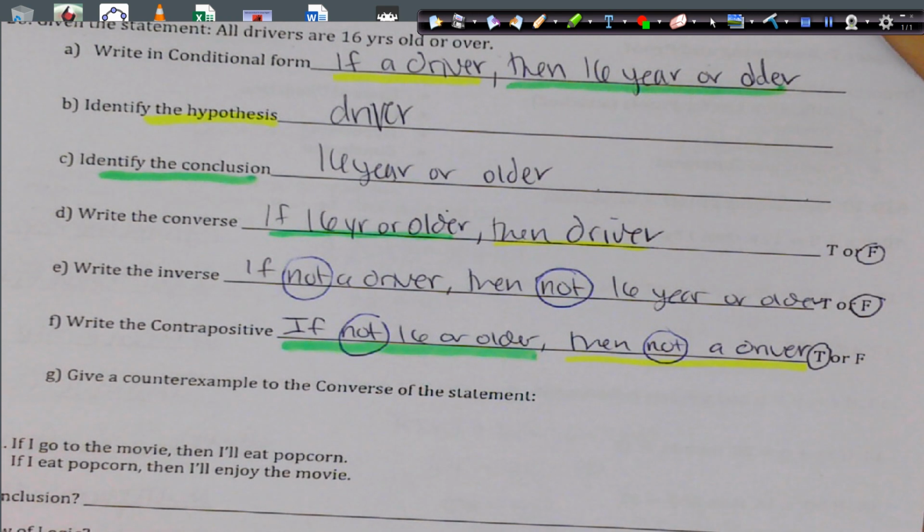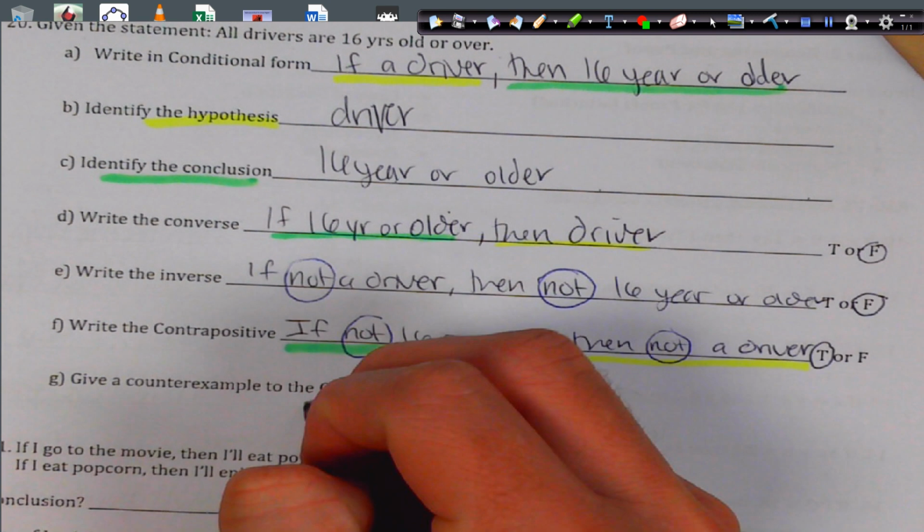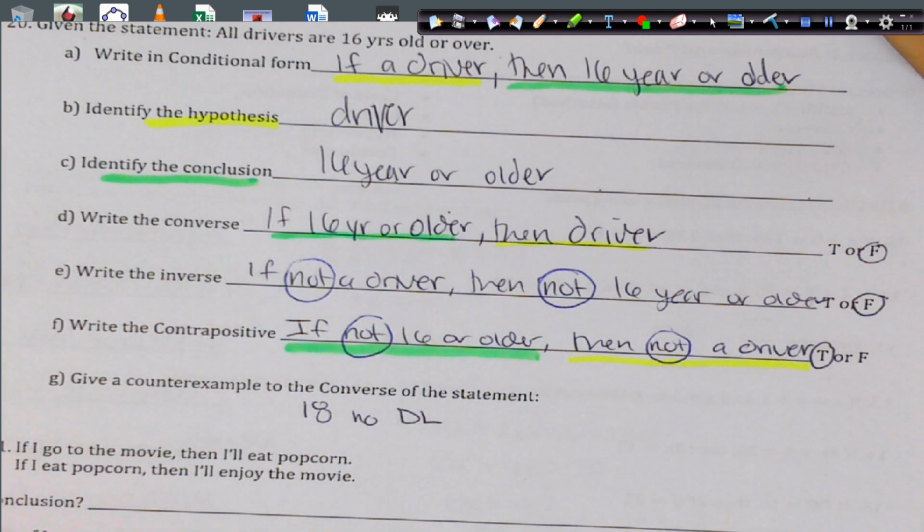Give a counterexample to the converse. Our converse, we said, was false. If you're 16 or older, you could just be 18 with no driver's license. Okay, that is a possibility.